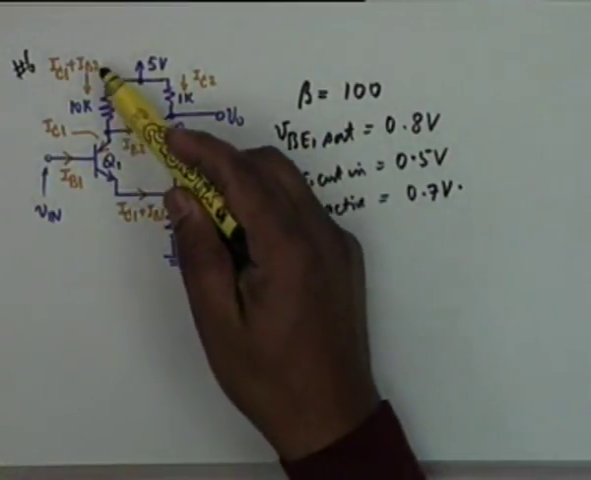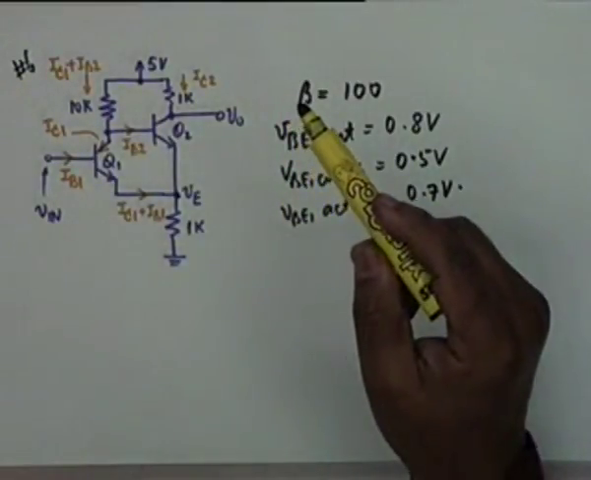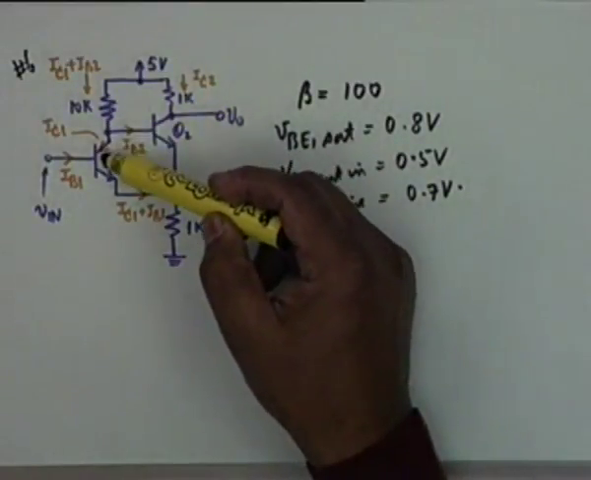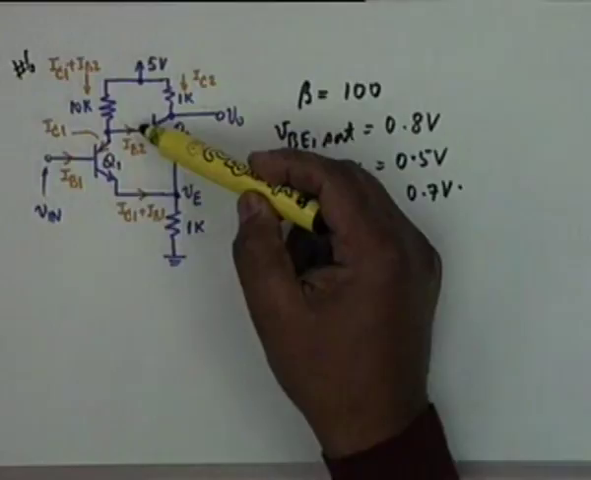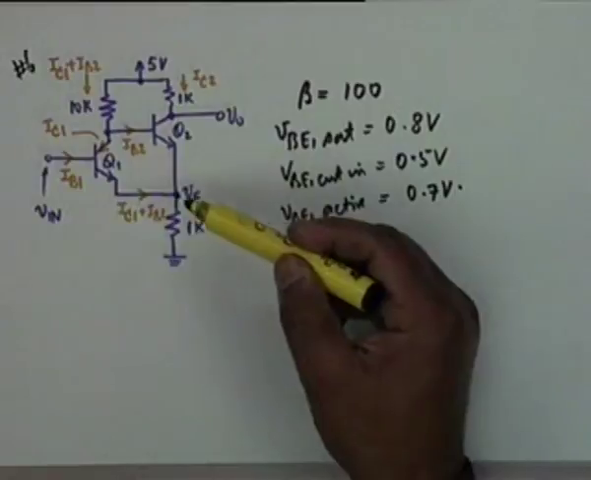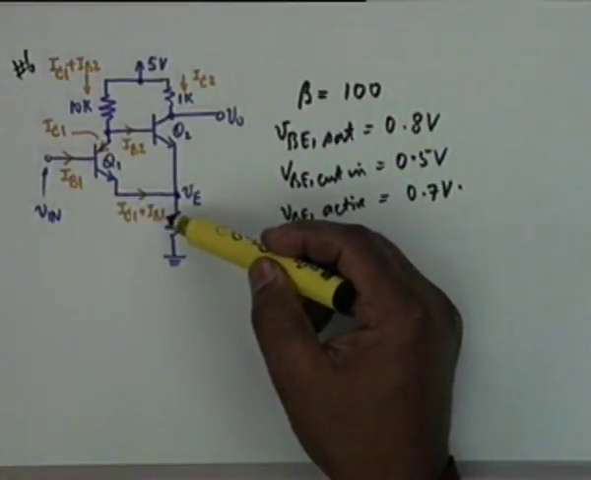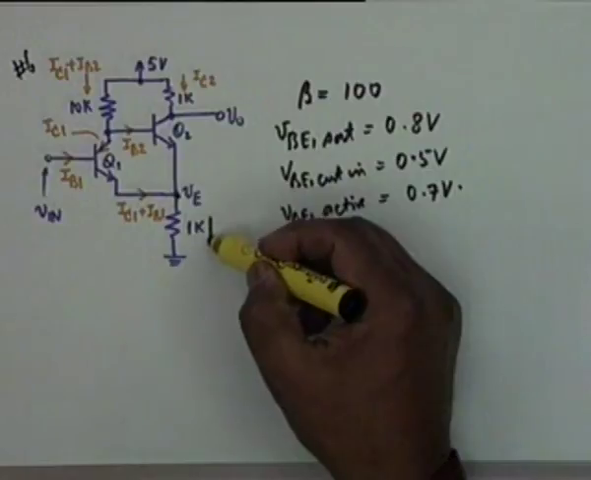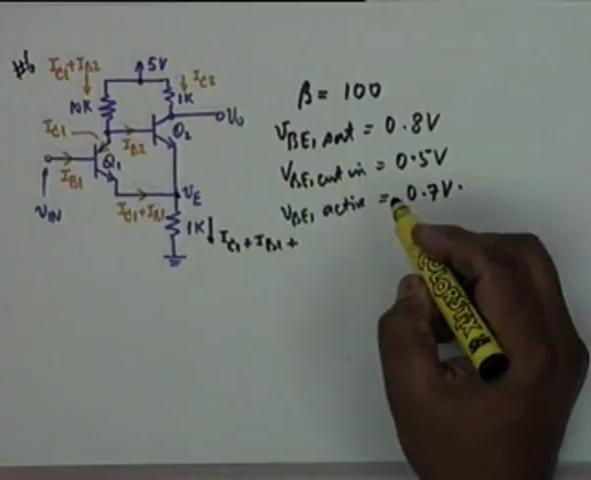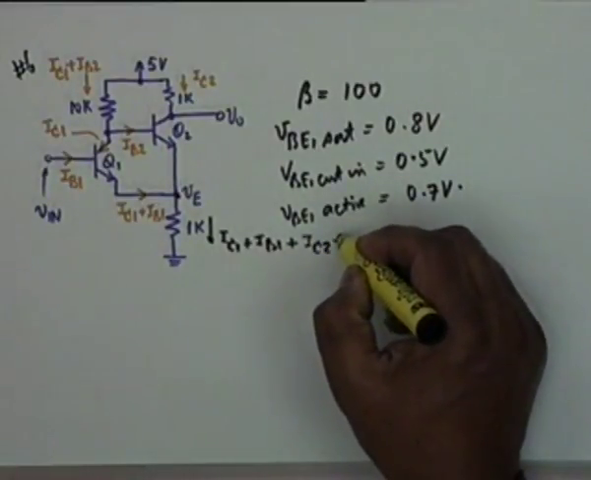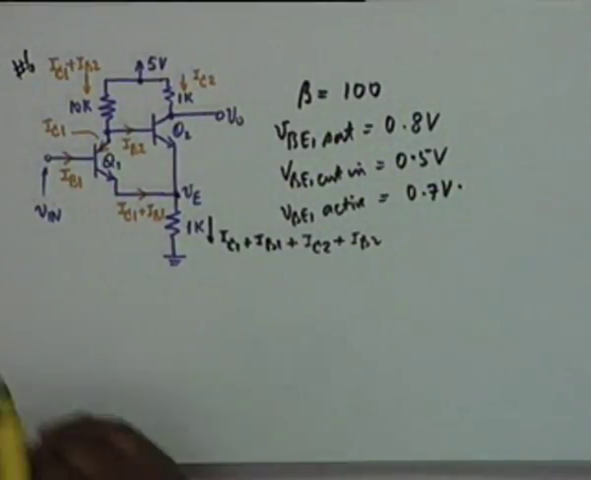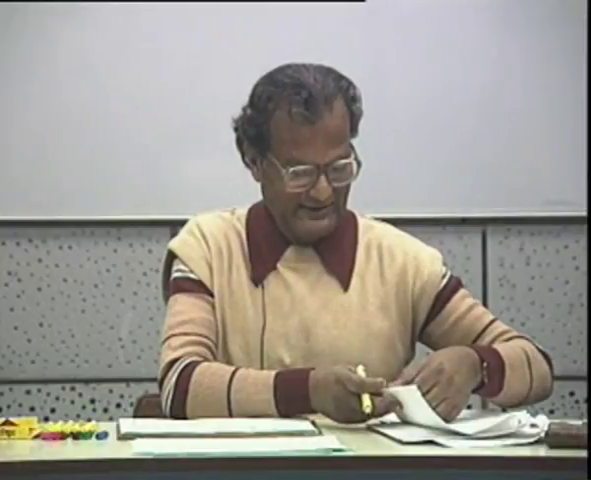And I have shown in the brown color the various currents. This current is I_C2, this current obviously is I_C1 plus I_B2, simple application of KCL. If this current is I_B1, then obviously the emitter current would be I_C1 plus I_B1, and this current would be I_C1 plus I_B1 plus I_C2 plus I_B2. Agree? Okay. Now the circuit is understood.